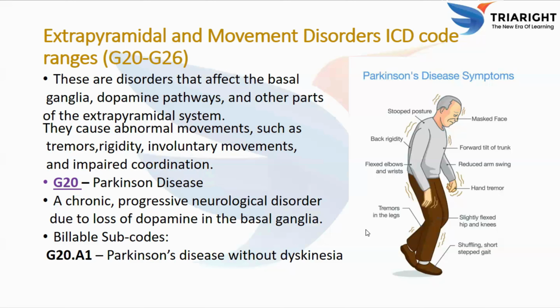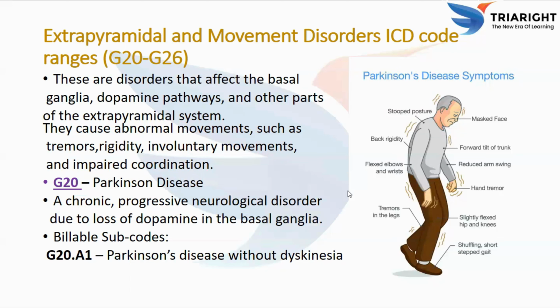So whenever Parkinson's disease is diagnosed, you have to assign the code G20. So what is the subcode? G20.A1, Parkinson's disease without dyskinesia. Dyskinesia is nothing but involuntary jerky movements caused often by long-term medication.